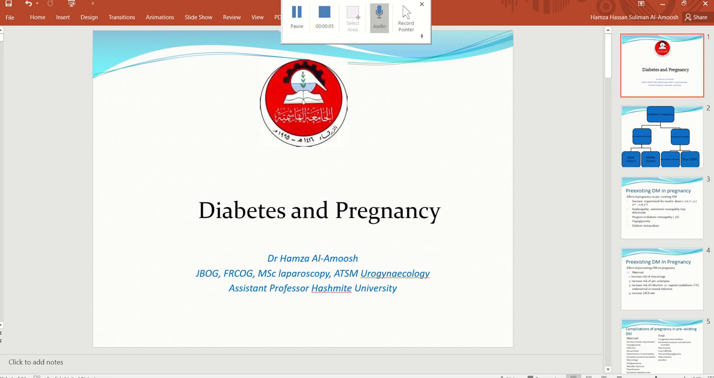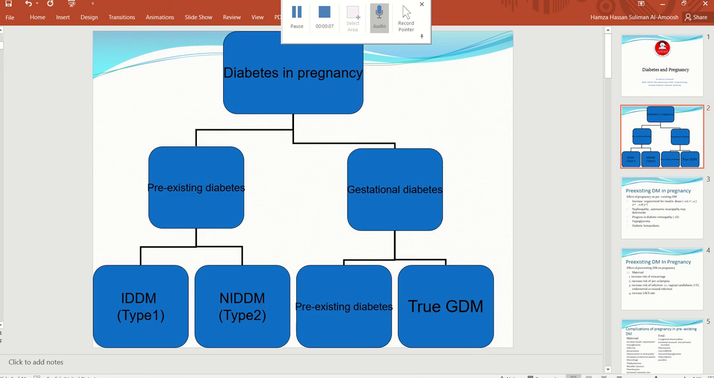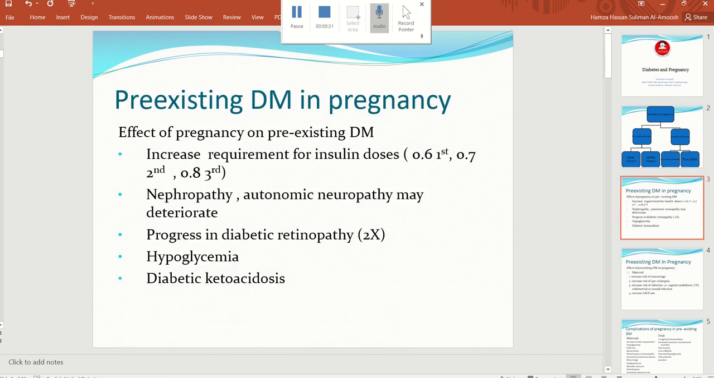This lecture is about diabetes and pregnancy. Diabetes in pregnancy could be a pre-existing diabetes or gestational diabetes. The pre-existing diabetes is classified to type 1 and type 2 diabetes, while the gestational diabetes could be a pre-existing one or a true gestational diabetes, which means gestational diabetes which is discovered during pregnancy for the first time.